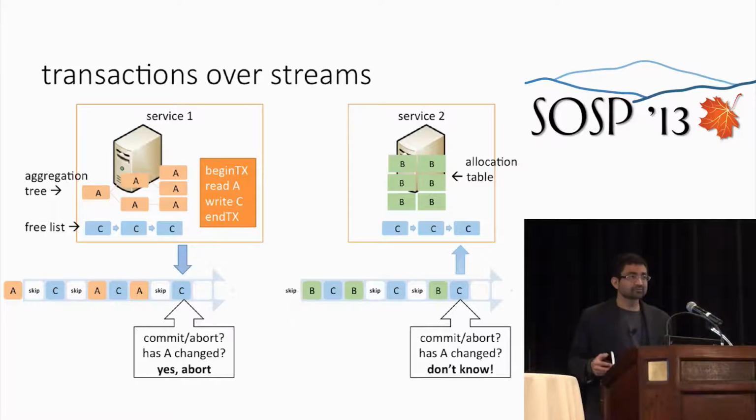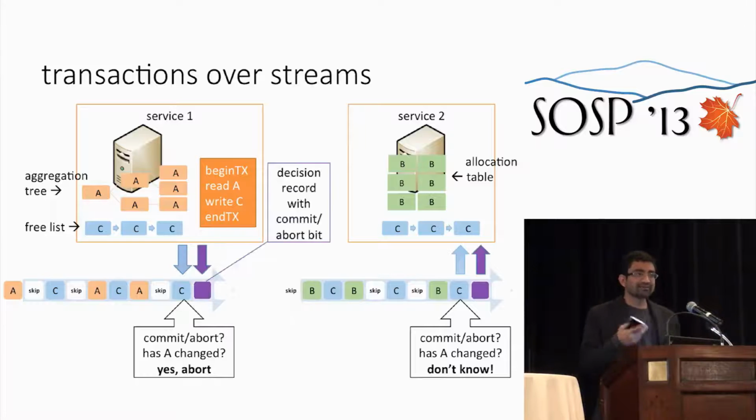Well, service 1 helps service 2 out. Service 1, after it makes the determination that it should be a commit or not, introduces a decision record into the log, which is just a deterministic bit. It's 1 if it's commit and 0 if it's abort. And service 2, when it encounters a commit record that it can't resolve, just waits for the subsequent decision record.